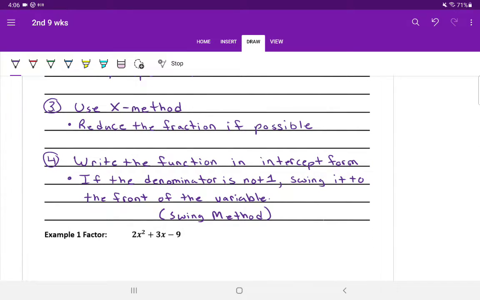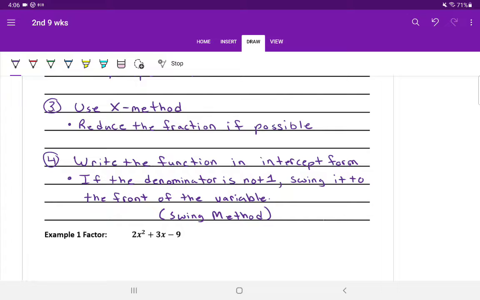On step 4, you're going to write the function in intercept form. If the denominator is not a 1, swing it to the front of the variable. That's the swing method, so that's the modification there. We can't leave it as that fraction. We have to move that denominator to the front of the variable, and you'll see in the following examples.